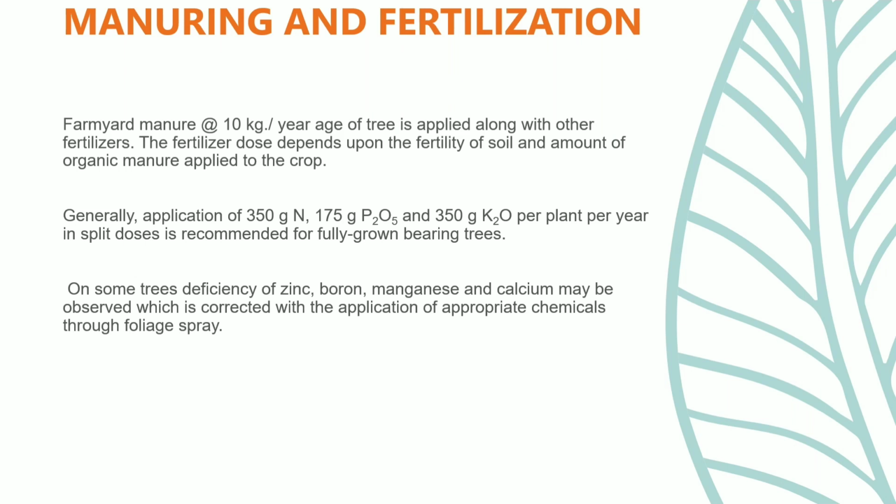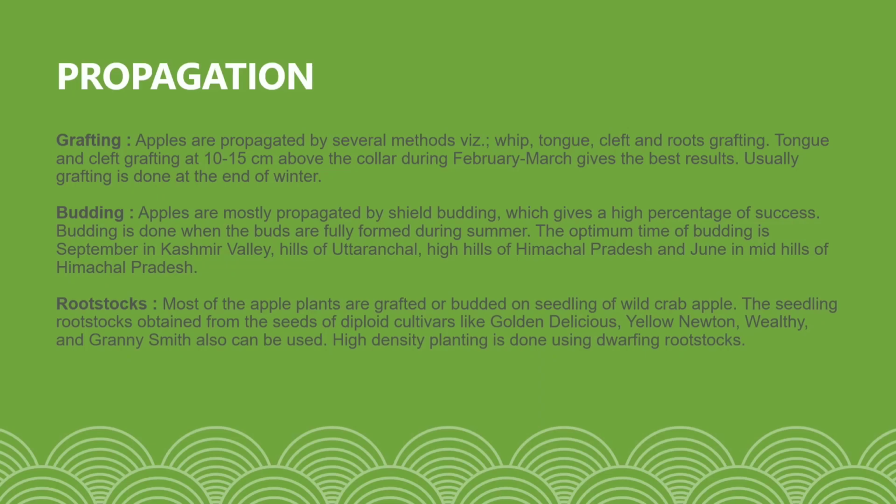On some trees, deficiency of zinc, boron, manganese and calcium may be observed, which is corrected with the application of appropriate chemicals through foliage spray. Talking about propagation, it is done mainly by 3 methods.